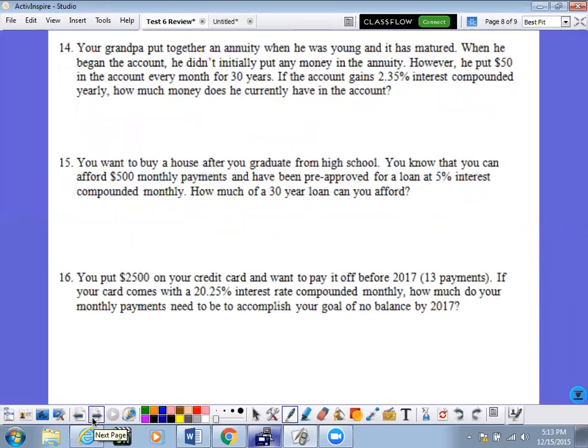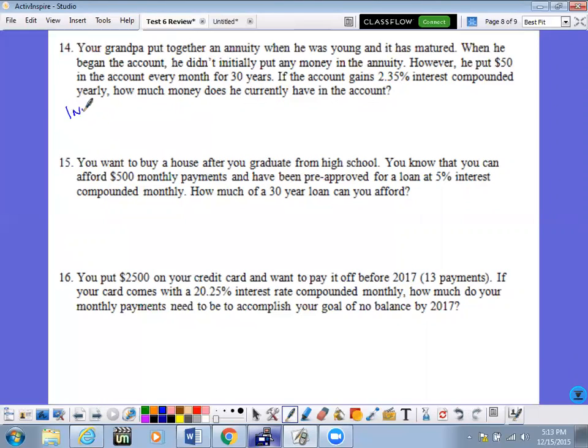14, your grandpa put together an annuity when he was young. It has matured. When he began the account, he didn't initially put any money into the annuity. However, he put $50 in the account every month for 30 years. The account gains 2.35% interest compounded yearly. How much money does he currently have in the account?